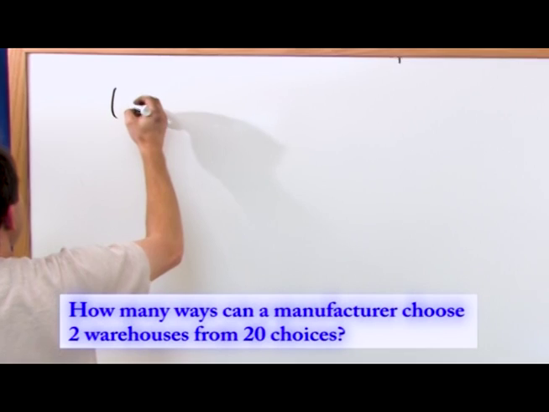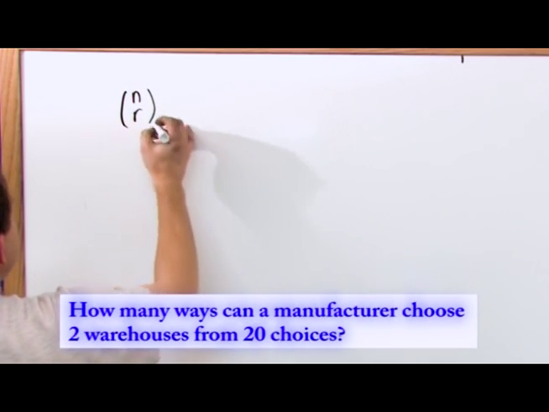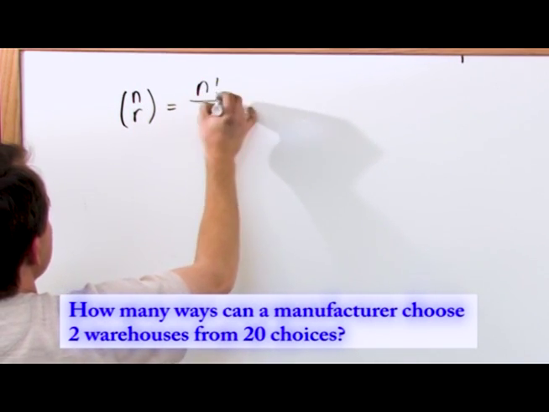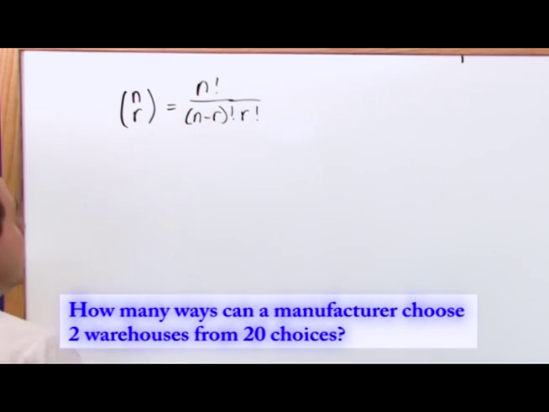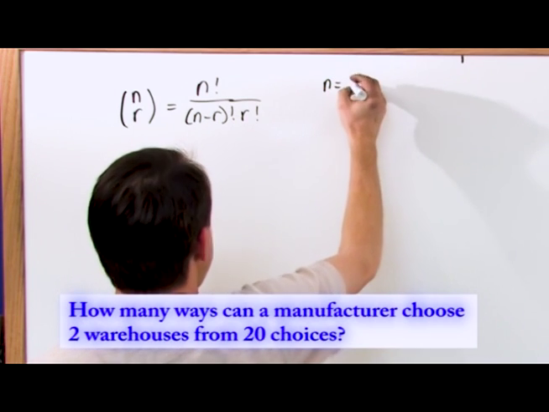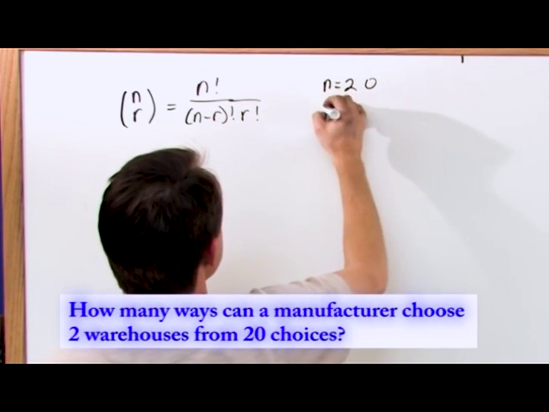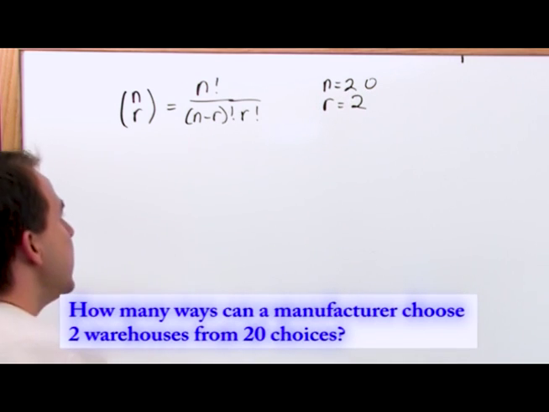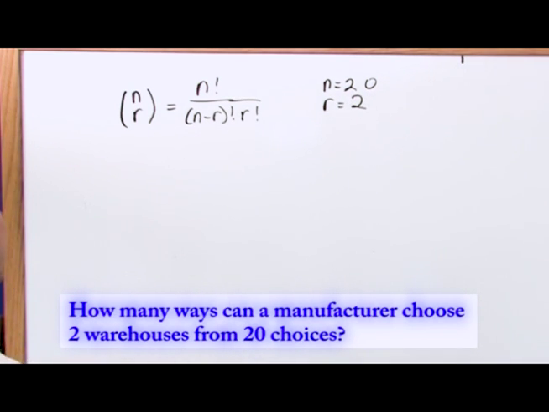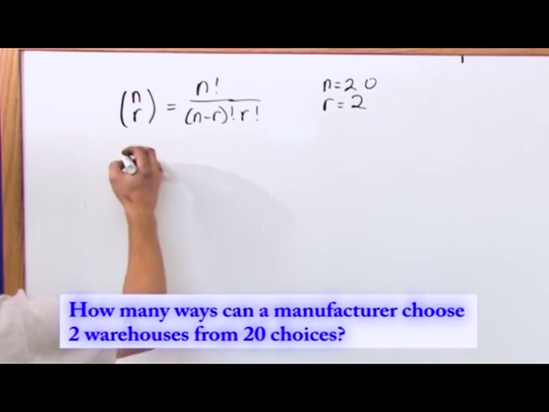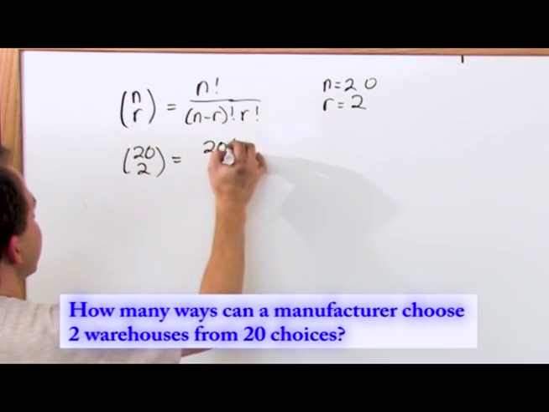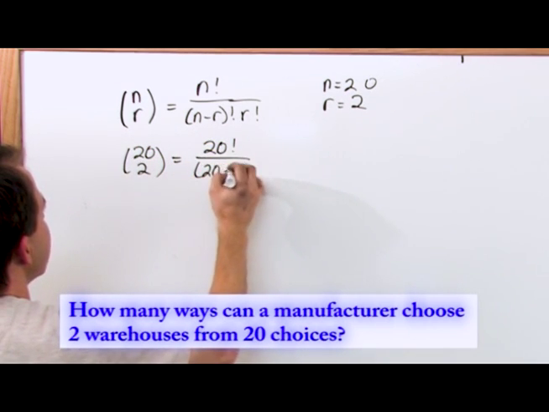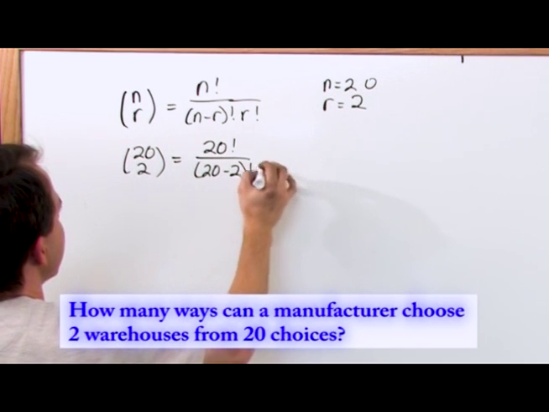So the formula for combination is n factorial over n minus r factorial times r factorial, okay? N was the fact that I had 20 warehouses, and R was the fact that I was taking 2 of them. N elements taken 2 at a time. That's what I'm doing here. So that's why N is 20 and R is 2. So it's 20 factorial over 20 minus 2 factorial times 2 factorial.